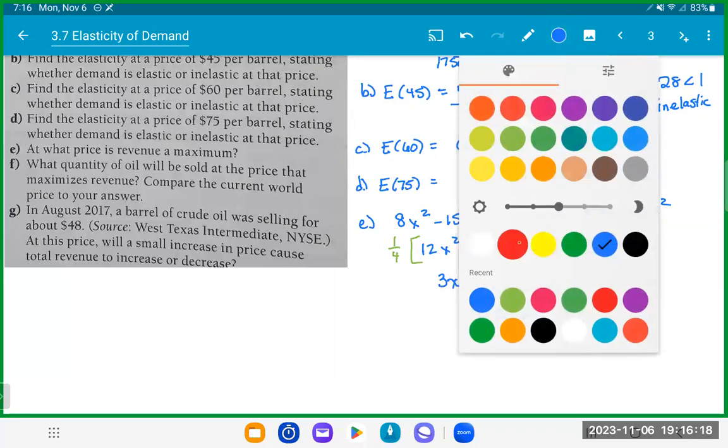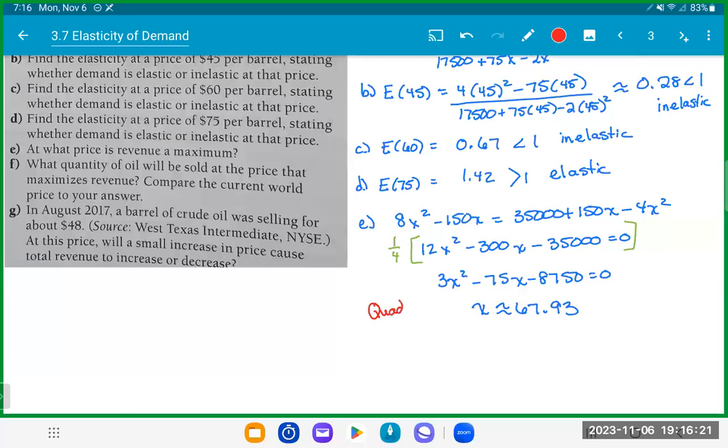And when you do use that quadratic formula, you will get x is approximately 67.93, right? So that's saying that the revenue is maximized when the price is $67.93. And that makes sense that it has to be somewhere between 60 and 75 because that's where we've shifted from inelastic to elastic. Okay? Questions so far?